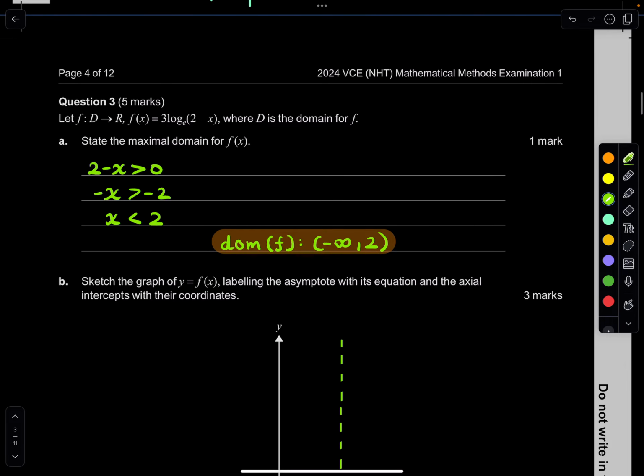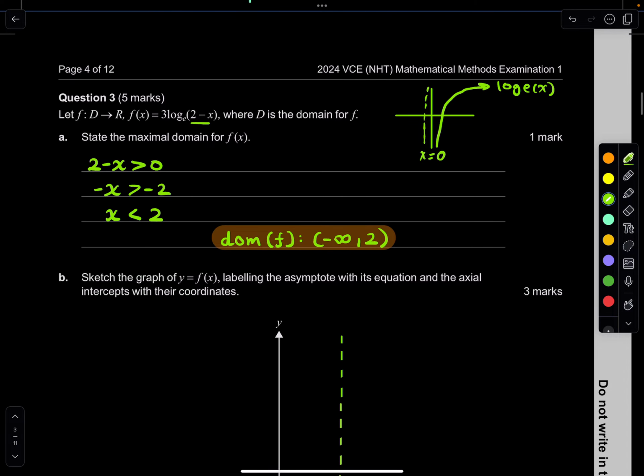Let's think about it. We know a normal log looks like this. This is the log e of x. That's how the graph looks, and we have an asymptote at x equals 0. Now, what's happened here is it's basically translated 2 units to the right. So imagine you translated 2 units, and that's where our asymptote is. But there's also a reflection along the y-axis.